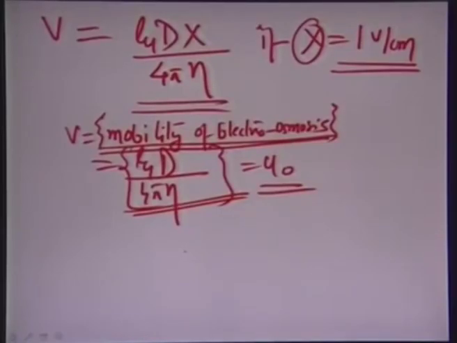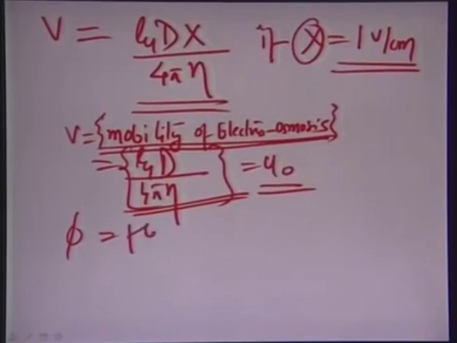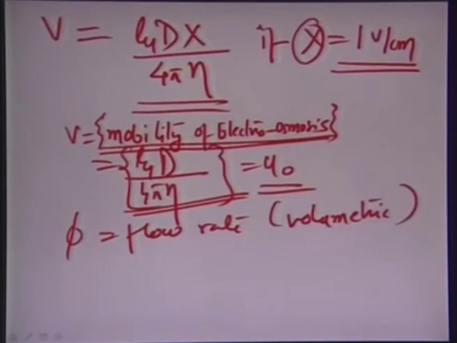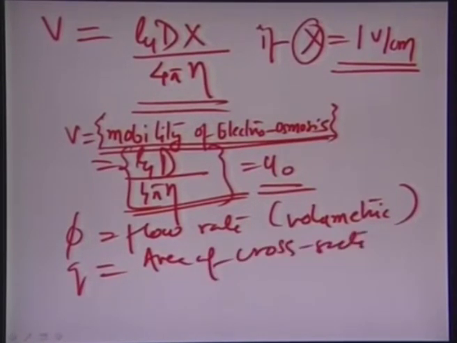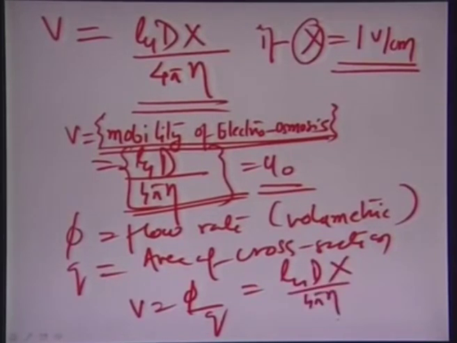And velocity essentially is nothing but the flow rate per unit area, as we all know from our fluidics background, right. So volume flow rate Q divided by, let us say, some area would represent the velocity. So here also, if we assume phi to be the volumetric flow rate, and small q to be the area of cross section of the small capillary, okay. So therefore, V essentially is phi by q, right, and that comes out to be zeta DX by 4 pi eta.